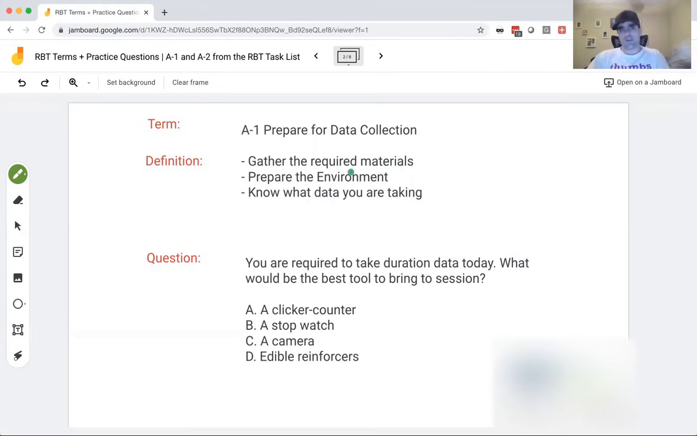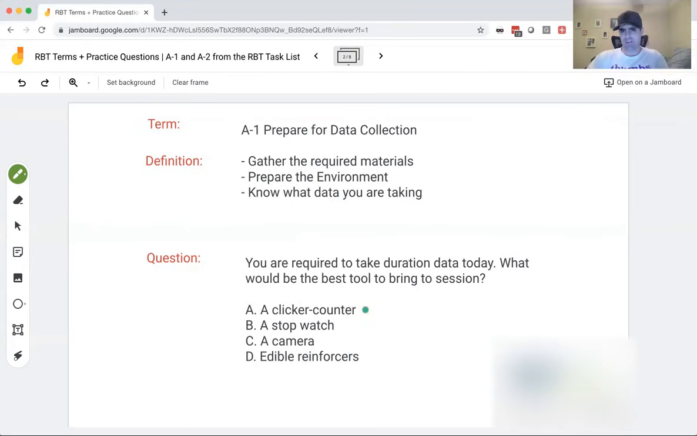All right. So let's start here. We're going to start with A1 and A2. So A1, prepare for data collection. So preparing for data collection, you're gathering required materials, you prepare the environment for data collection, and you know what data you're taking. Essentially, you're getting ready for session, okay? You're getting ready for the day, right? That's all this question is asking. Do you have the materials you need? Is the environment set up? And do you know what you're doing, okay?